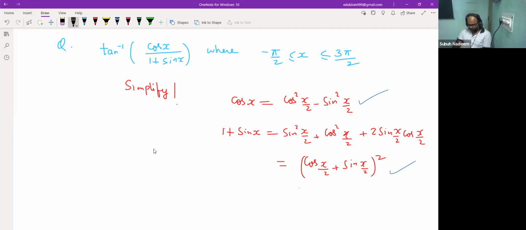How did we get cos x is equal to 1 plus sin x? Cos x is not 1 plus sin x. 1 plus sin x is the denominator. So in that 1 plus sin x, the 1 is sin square x by 2 plus cos square x by 2. This is 1, you can write it like this. Sin square theta plus cos square theta is 1. And sin x you can write as 2 sin x by 2 into cos x by 2. That is also an identity.